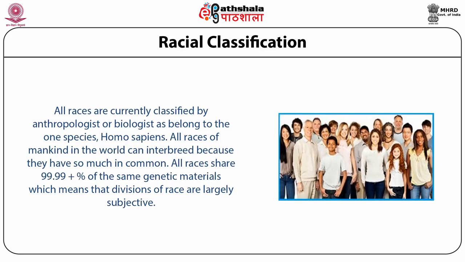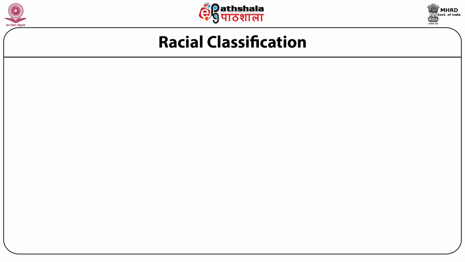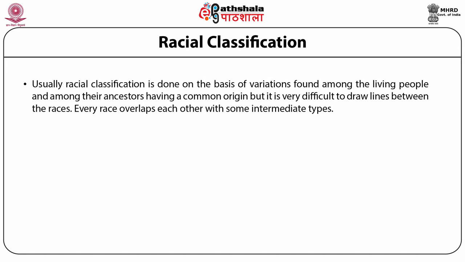A number of racial classifications of human populations have been given, but at the same time, there seems to be no agreement about this classification. Anthropologists usually divide human beings into races like Caucasoid, Negroid, Mongoloid, and Australoid. This division is usually on the basis of origin and the variation found among them. But again, a clear-cut demarcating line does not exist, and there are always intermediate types possessing a combination of characteristics. So every race has some overlapping traits. That is, the usual racial classification is done on the basis of variation found among living people and among their ancestors having a common origin. But it is very difficult to draw a line between the races, as every race overlaps with the others through some intermediate types.